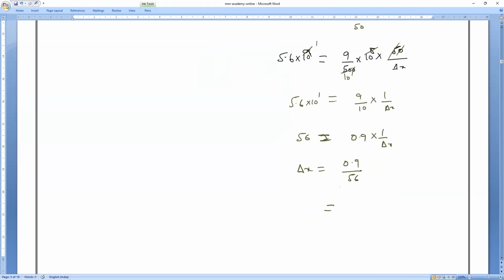Please do this one and tell me. Or else I will write 9.0 into 10 power minus 1. Let it be, write it. So what is the answer? 9 by 56 means how much? 0.016. So 0.016 into 10 power minus 1.